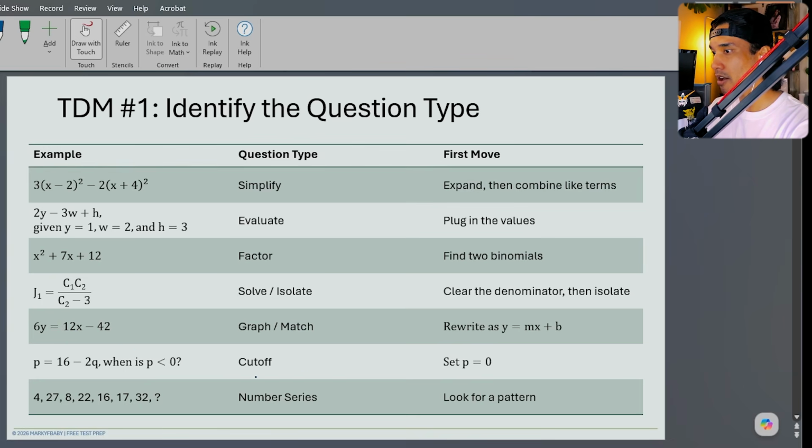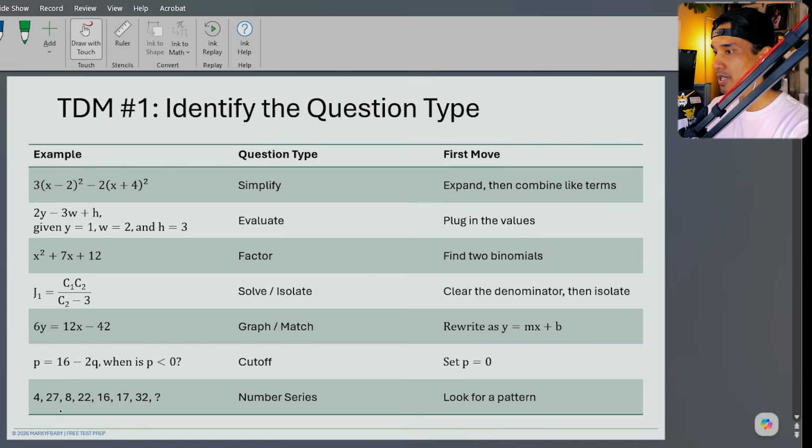Next, I have cutoff, right? p is equal to 16 minus 2q. When is p less than 0? And then the first thing I'm going to do, because the target variable is p, I'm going to set p to 0, making the equation 0 equals 16 minus 2q, where I would find q, which would be the cutoff.